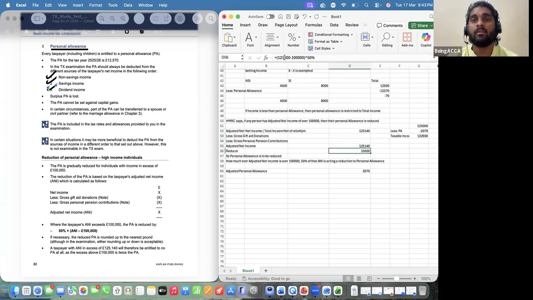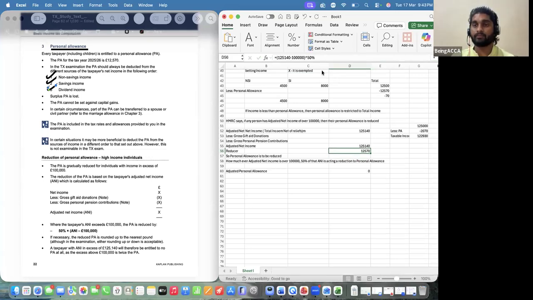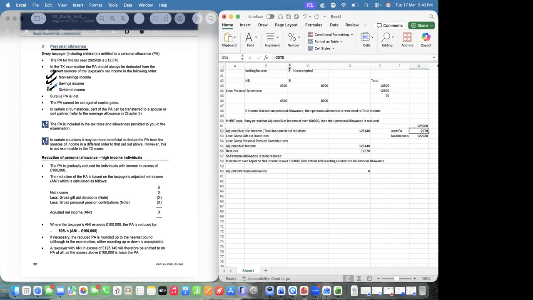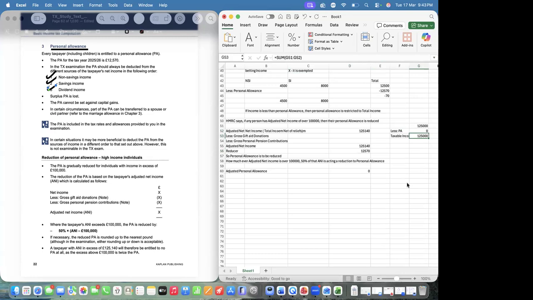It is equal to 125,140 minus 100,000, correct? Yes, sir. Which will give you 12,570. So, what is our personal allowance at that point? Zero. Exactly. So, whenever an individual's income exceeds 125,140, they will have zero personal allowance available to them. Clear on this? Yes, sir.